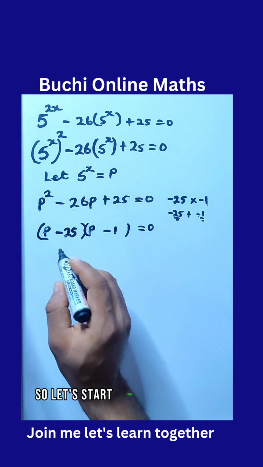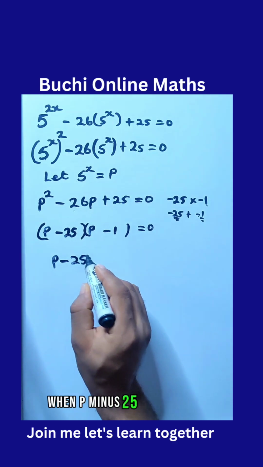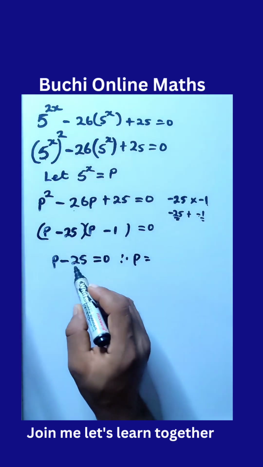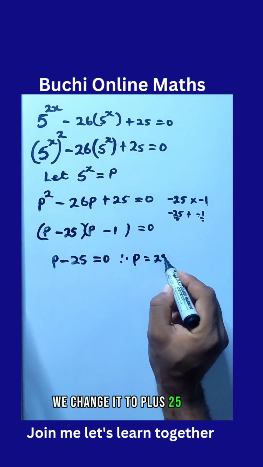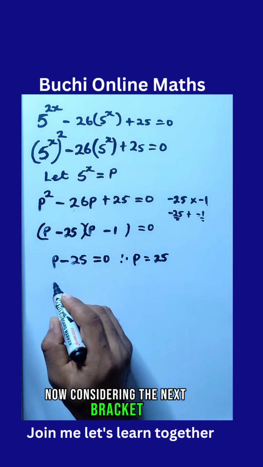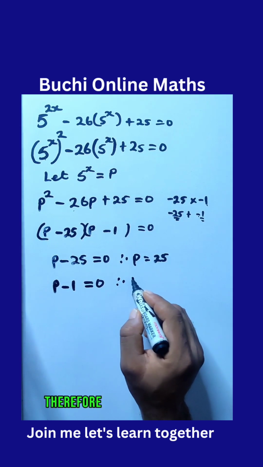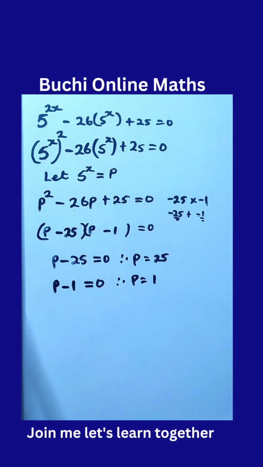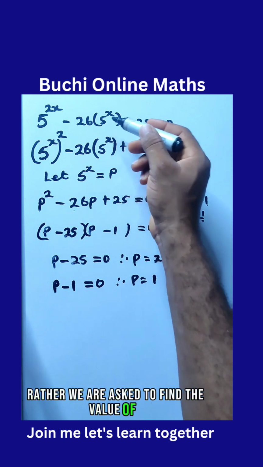So let's start from the first bracket. When P minus 25 equals 0, therefore P will be what? Moving minus 25 across to this side, we change it to plus 25. That's the first value of P. Now, considering the next bracket, we have P minus 1 equals 0. Therefore, P will be what? Moving minus 1 to this side, we change it to plus 1. But we are not asked to find the value of P. Rather, we are asked to find the value of x.